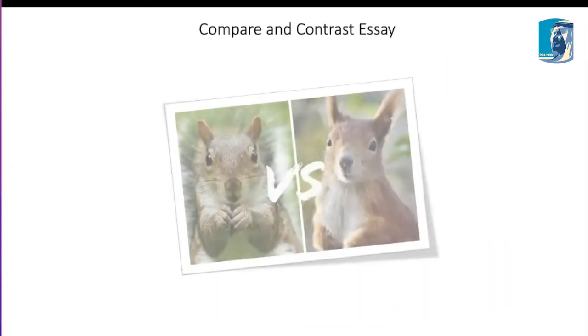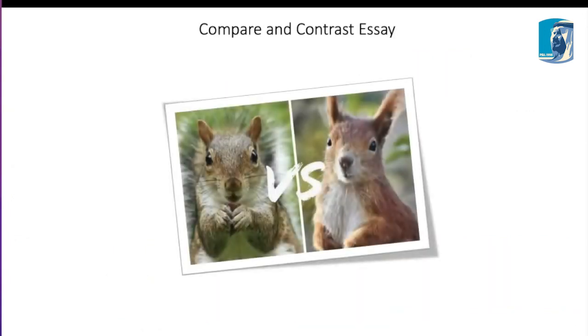So that brings us to the end of the writing tutorial, and I hope it's been very useful for you. You can go ahead and practice maybe writing your own compare and contrast essay. Here we've used the topic of the grey and the red squirrel. You may choose to use other animals just to practice using numbers and comparing features.